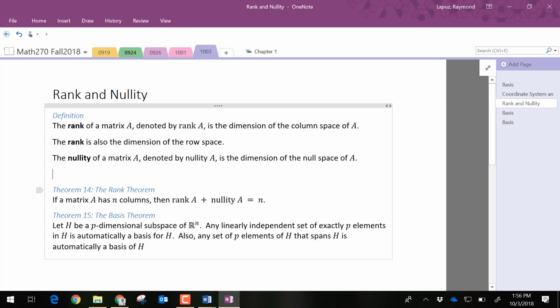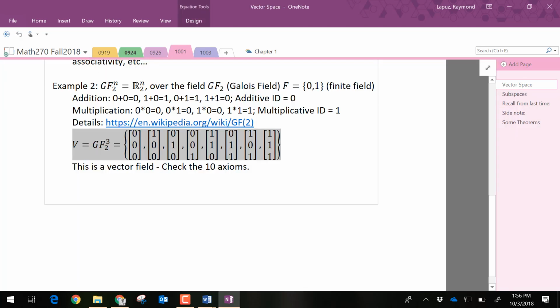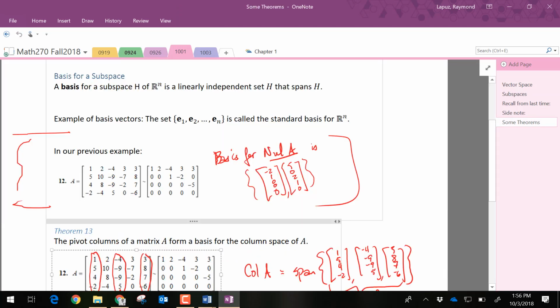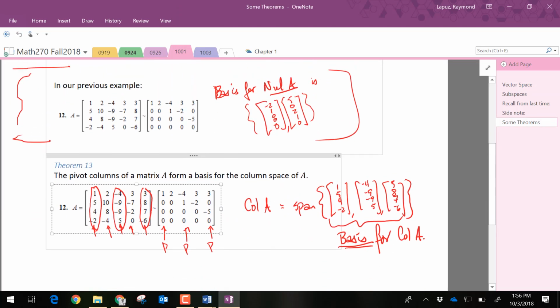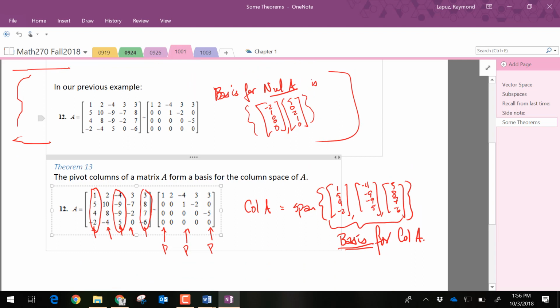There's the rank theorem, they call it. The rank theorem is, if you add the rank and the nullity, it's going to equal the number of columns. All right, let's think about that for a minute. And let's go to our example over here that we had. In this example, how many columns do we have?